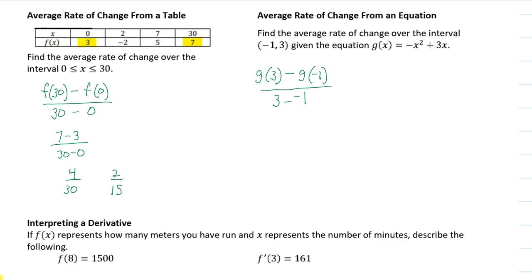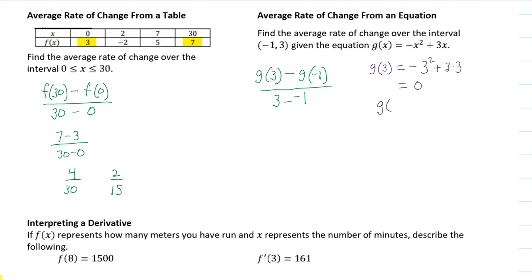I'm so used to f. So I need to find g of 3. So I'm just going to come over here and plug in 3. g of 3 is equal to -3 squared plus 3 times 3. So that's going to be -9 plus 9. So I'm actually going to get 0 there.